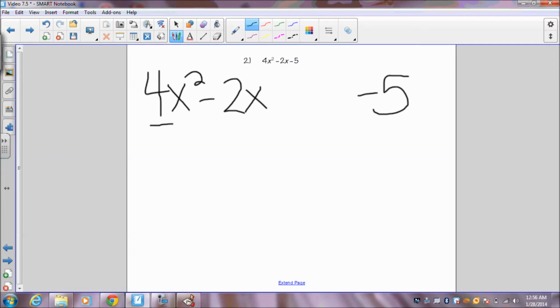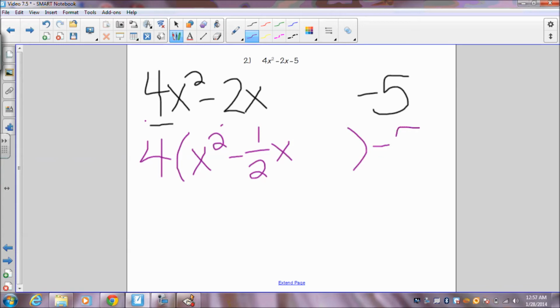In order to change this leading coefficient from a 4 to a 1, I have to factor out a 4. And it will create a fraction, and there's absolutely nothing wrong with that. So this will look like 4 times x squared minus 2 over 4 right here. When I divide those out, it turns out to be 1/2 x. And then I'm going to write minus 5 at the end.